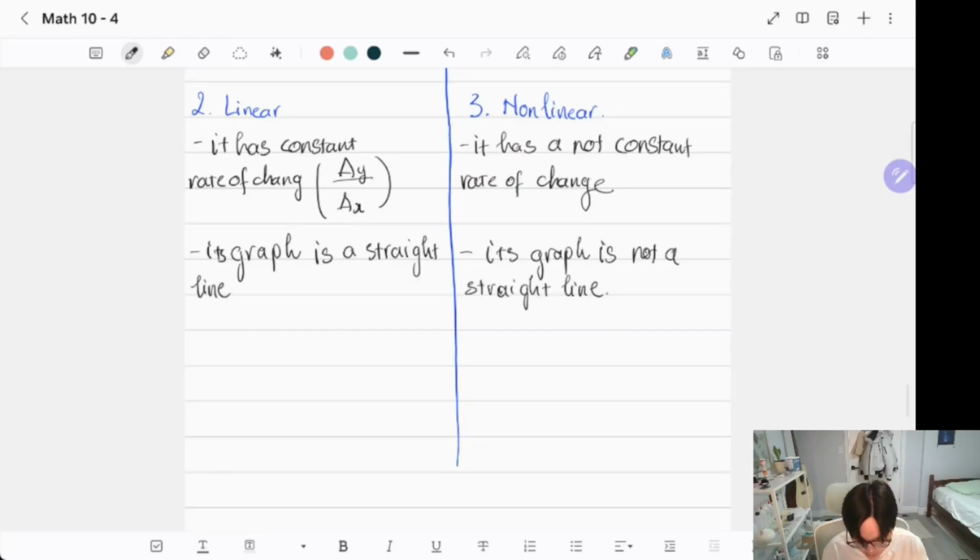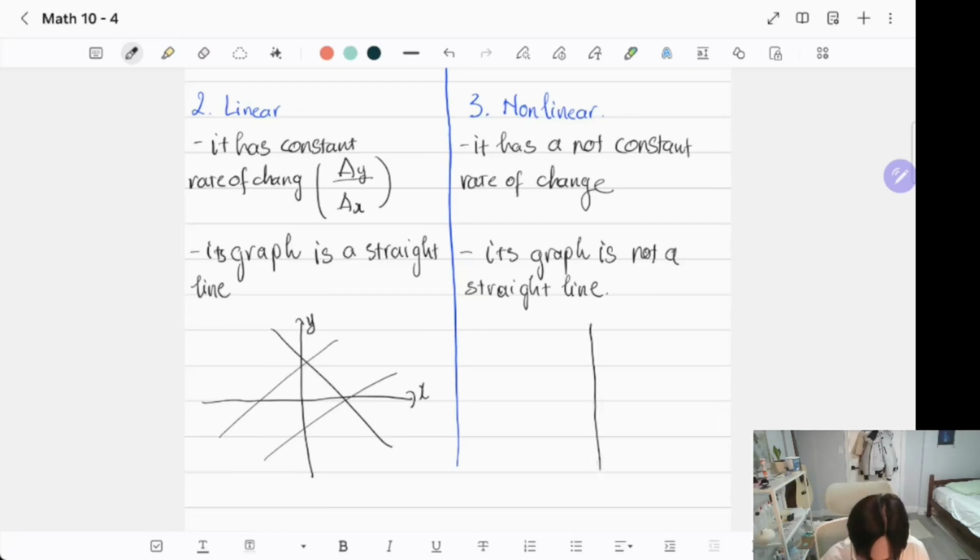Okay, and I can give an example right here, this one. So linear can be this one, or even this one, or even like this one is also linear. As long as it's a straight line, it's linear. And for example, this one, y, x.